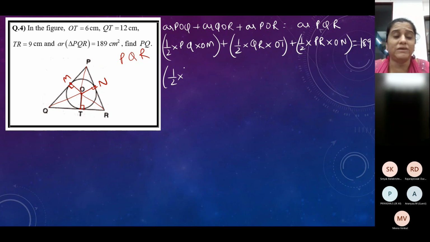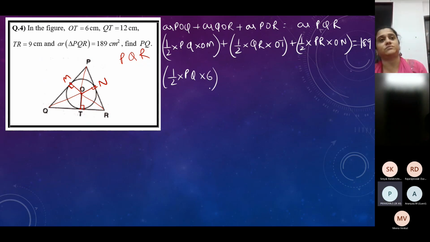Find PQ. We have to find PQ. Okay, we do not know PQ, so let PQ be there. Half into PQ into how much is OM? 6 centimeter, because it is the radius. Plus half into how much is QR? QR is not given.